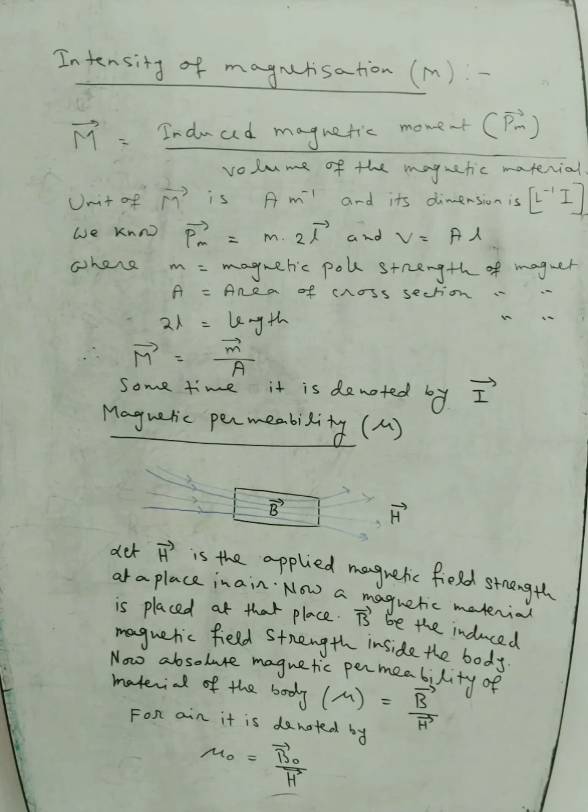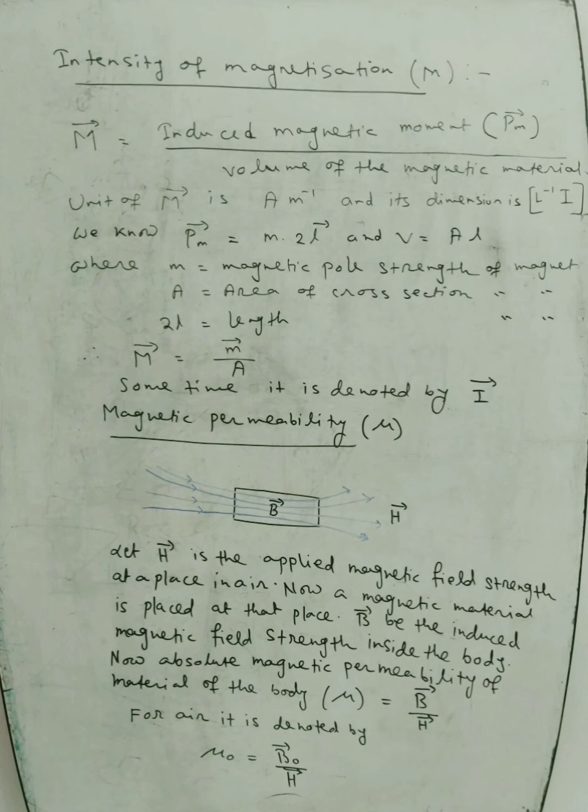That's why we can write that the intensity of magnetization M is the magnetic pole strength per unit cross section. It is also denoted by capital I. And the unit of M is ampere per meter, that is, A m to the power minus 1.